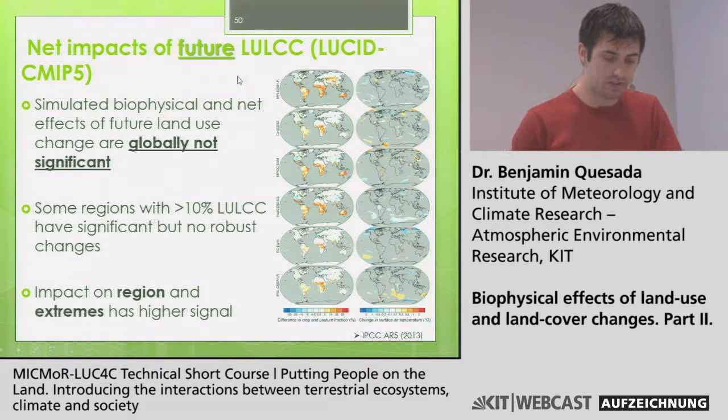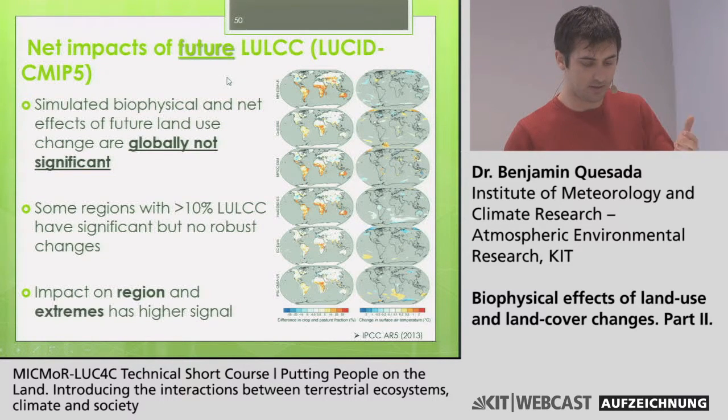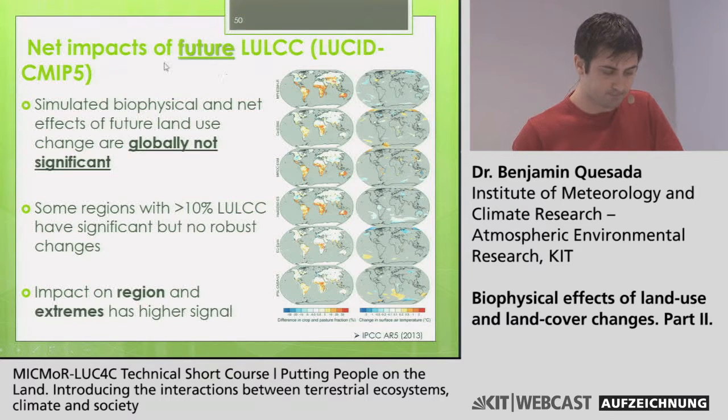There was also this LUCID CMIP5 experiment. So it's basically the same as LUCID, but for the future, using 6 CMIP5 models with the scenario RCP 8.5, and so simulations with and without land use and land cover change for the future. And these are the results there in the second column for changes in surface air temperature.